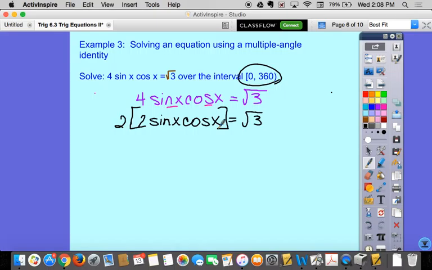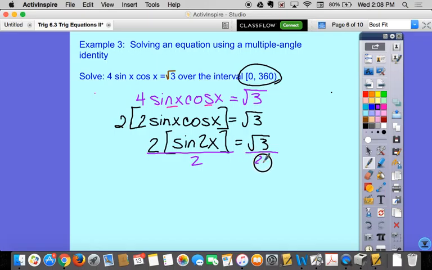Then that right there is perfect. So you have 2 times sine 2x equals square root of 3. Now I know I don't need the brackets. I'm just trying to show you how it all sets up and works, so I can divide through by 2.